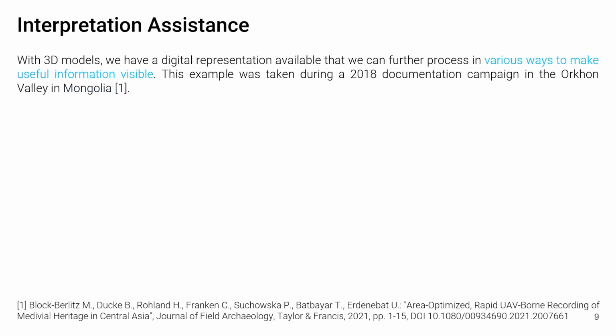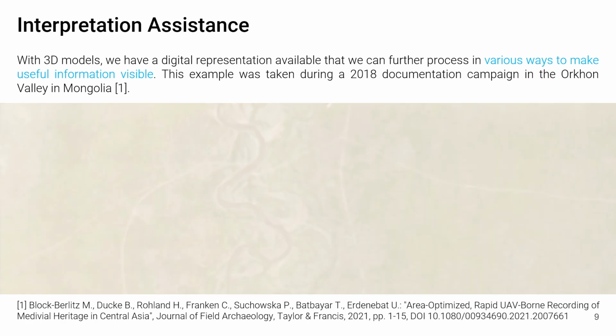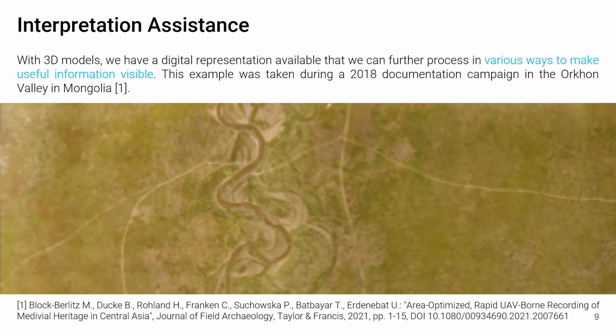With 3D models, we have a digital representation available that we can further process in various ways to make useful information visible. This example was taken during a documentation campaign in the Orkhon Valley in Mongolia in 2018. The representation of the terrain height in digital numerical form allows numerous mathematical manipulations to make even the finest structures visible in the model.